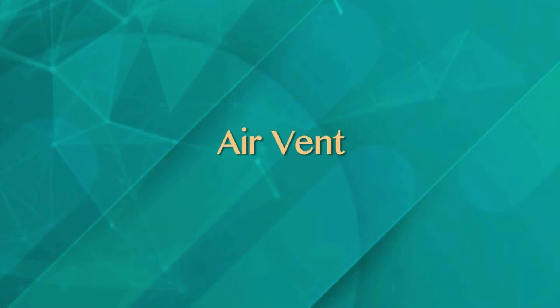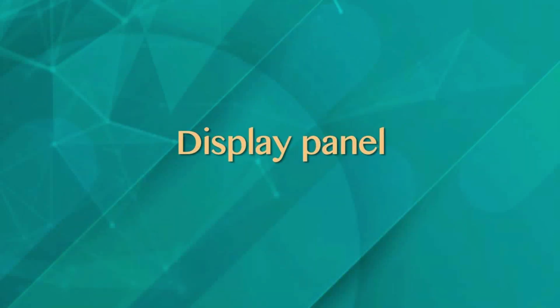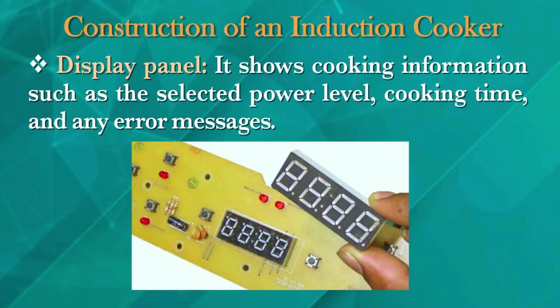Air vent. Induction cookers generate heat not only in the cookware but also within the appliance itself. To prevent overheating, an air vent with fans is present on the side of the appliance. It dissipates excess heat and keeps the appliance operating within safe temperature limits. Display panel. The display panel shows cooking information such as the selected power level, cooking time, and any error messages.